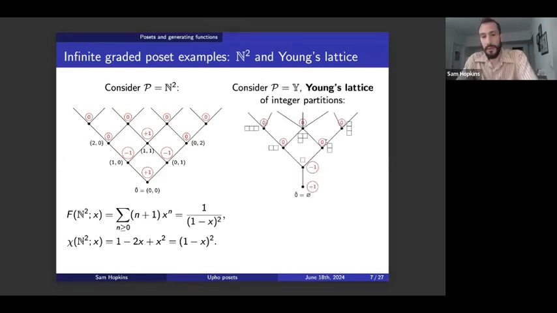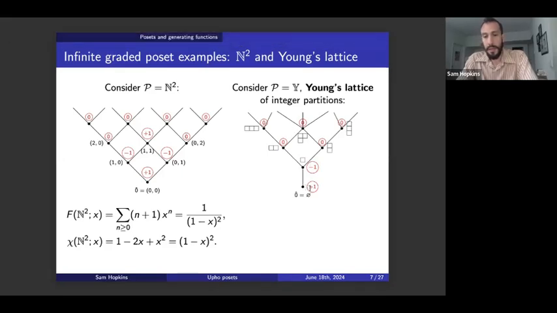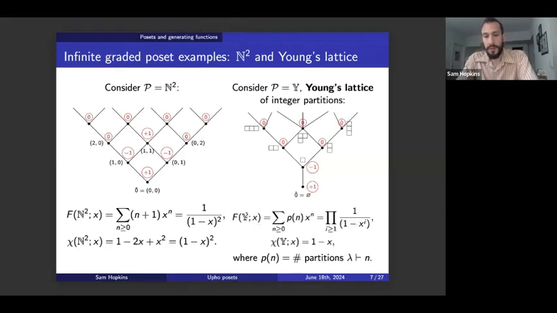A different example of a finite type N-graded poset, which might also be very familiar, is Young's lattice of integer partitions. Of course, the rank generating function of Young's lattice has as its coefficients the partition numbers, which can also be written as a product. But again, we see that the Mobius function values become 0 after a certain point, so the characteristic generating function is very boring, just 1 - x.